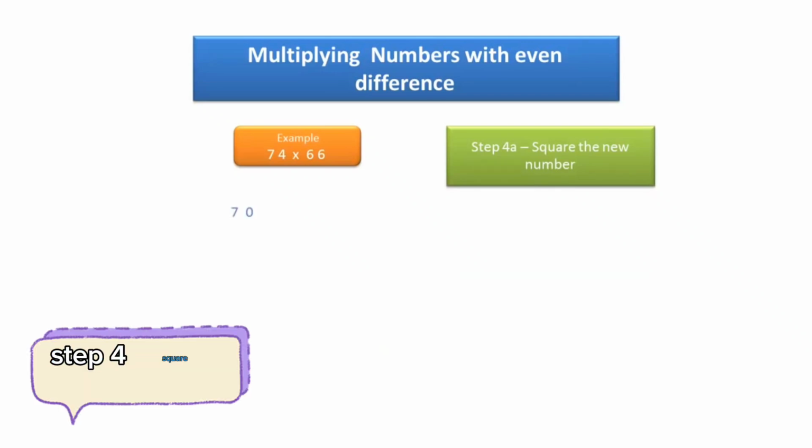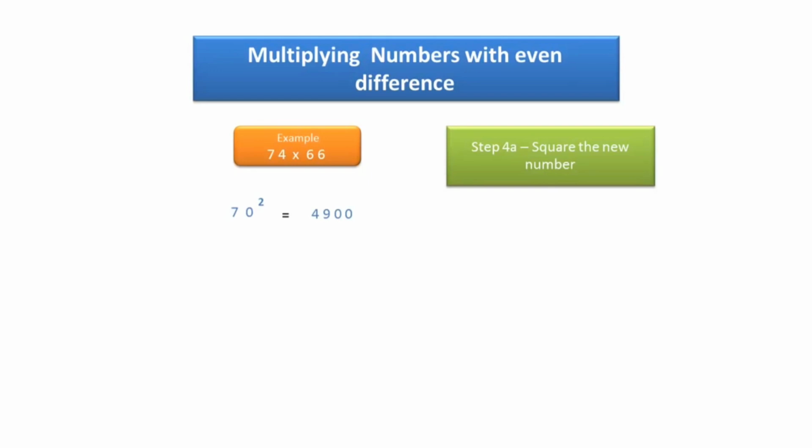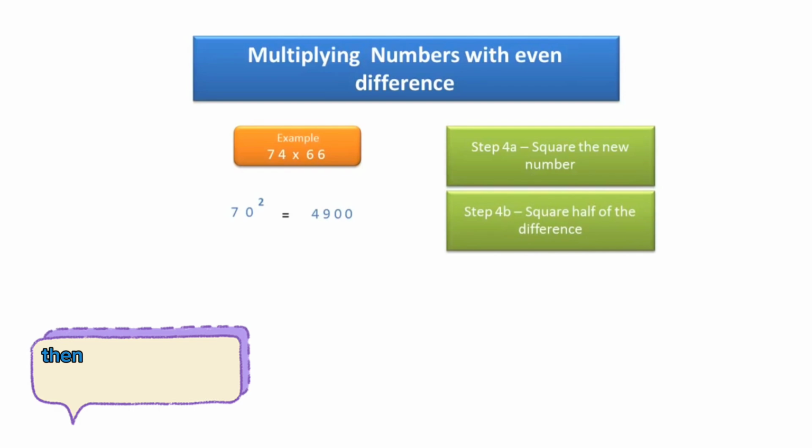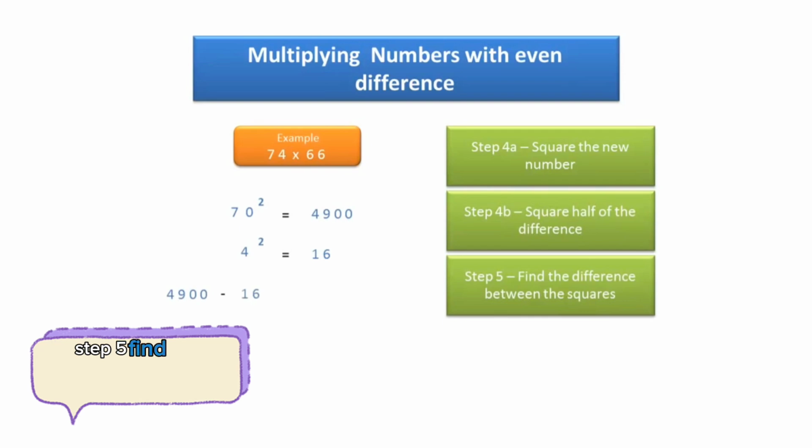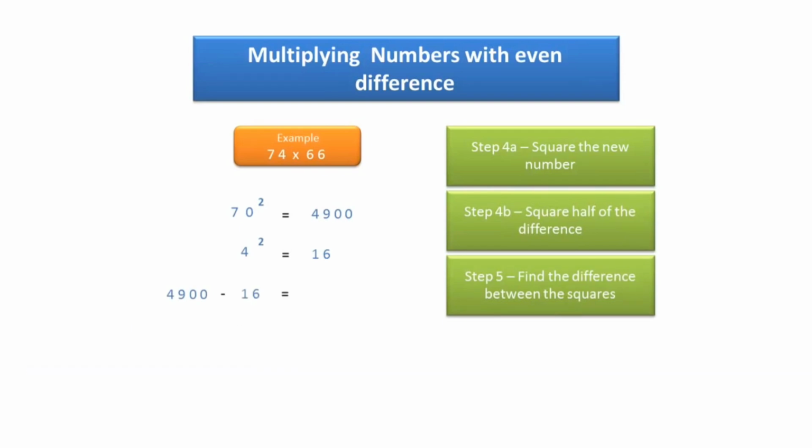Step 4. Square the new number. So we have 70 squared is equal to 4,900. Then square half of the difference. 4 squared equals 16. Step 5, find the difference between the squares.